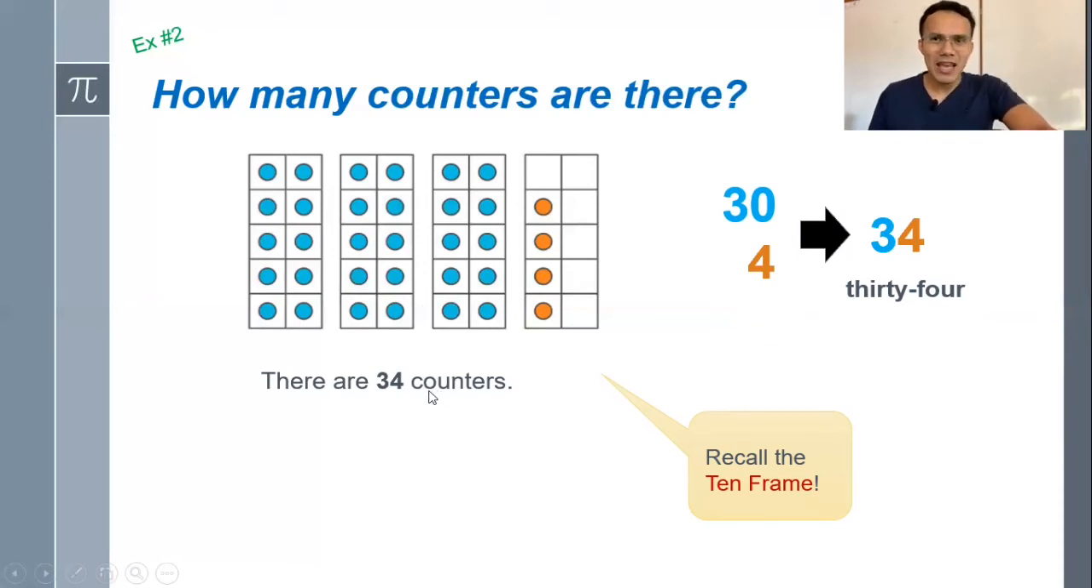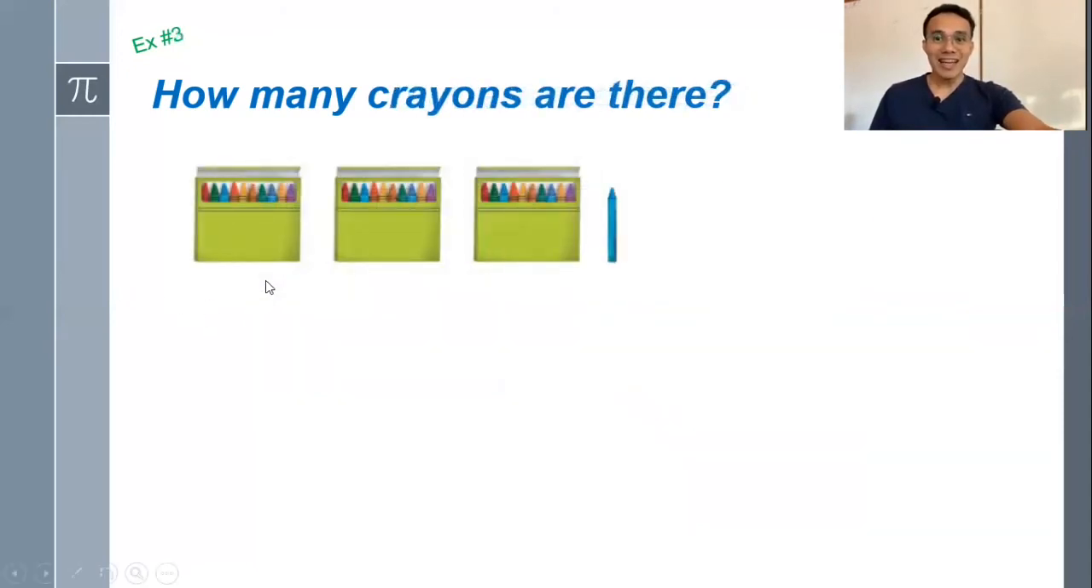Let's check if there are really 34 counters. We have 10, 20, 30, 31, 32, 33, 34. Yay! Our answer is correct. All right. Now let's move on to our last example in this video.